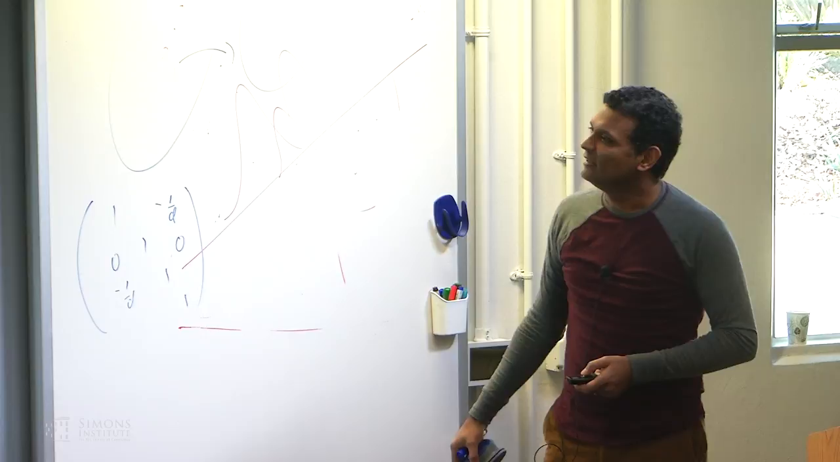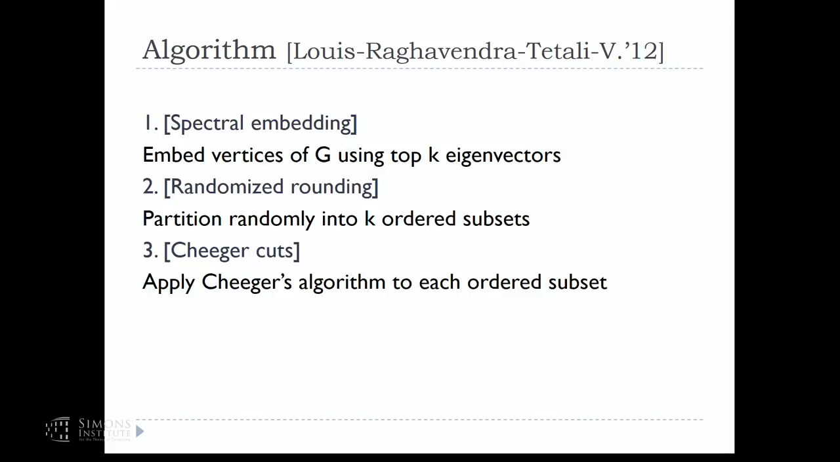Okay, so just at a high level, what do these algorithms look like? Maybe that guarantee is not so interesting, but the algorithm might be. First step, you're going to embed to the top k eigenvectors. Second step, and this is another step that's used a lot in approximation algorithms and combinatorial optimization, we're going to partition the vertices of the graph into k ordered sets by randomized rounding. I'll show you that in a second. And then once you get k ordered sets, we'll apply Cheeger's algorithm to each of the subsets.